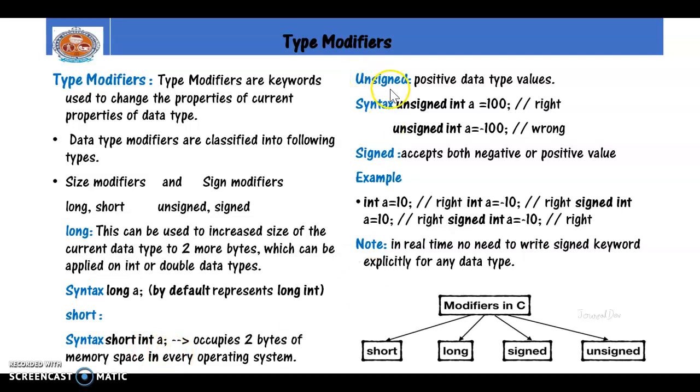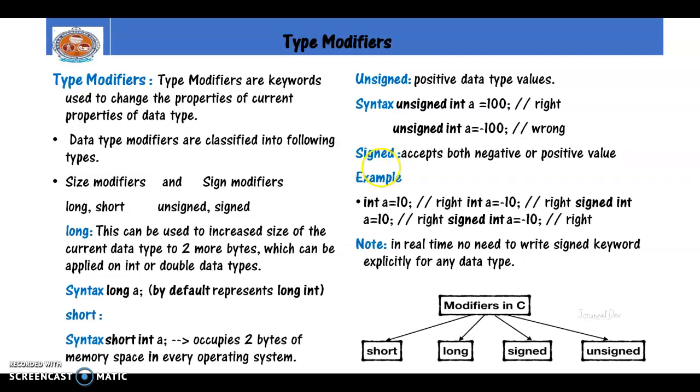Okay, then coming to unsigned, this allows you to store only positive values. If I precede this int with unsigned, it will allow you to store only positive values. So declaring 100 is correct, but if you declare negative 100, it is not acceptable using unsigned. Fine, if you precede any data type with signed, it can accept both negative and positive.